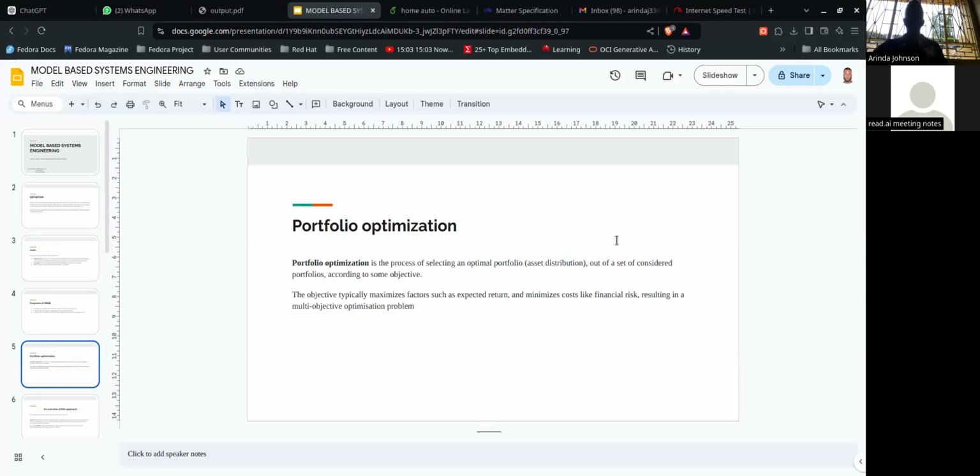So, portfolio optimization. Portfolio optimization is the process of selecting an optimal asset portfolio out of a set of considered portfolios according to some objectives. So this is in the realm of investment. If you want to invest, you should always have an objective. Is it long term? Is it short term? Am I investing for maybe something that is in 2 years? Am I investing for 20 years? So you always have to come up with an optimized portfolio where you minimize the risks and maximize the returns at the same time.